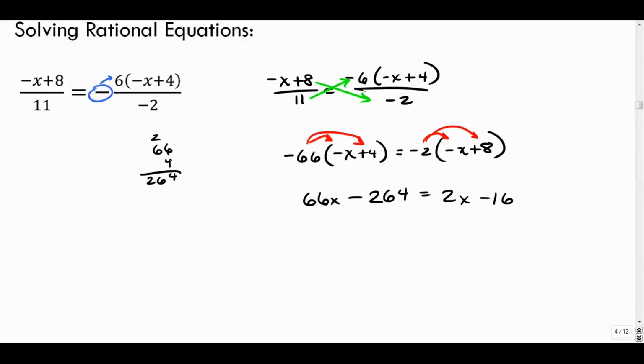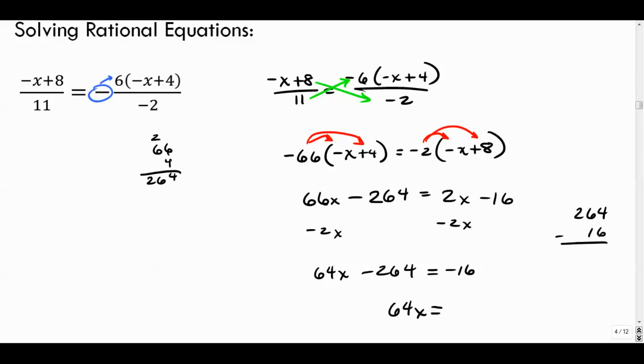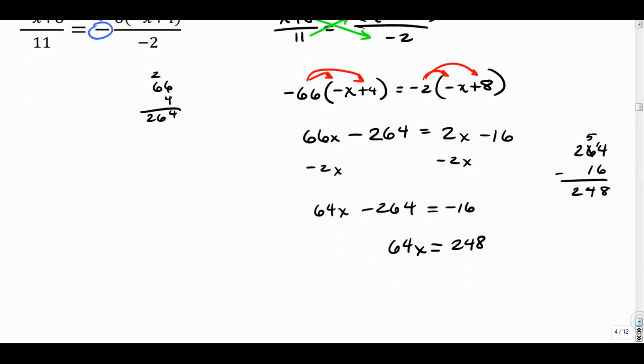Again, anchor the bigger x term where it is and move the smaller one over. So I'll move that over here and rewrite everything else. I'm going to add 264 to both sides. Negative 16 plus 264. Well, those are different signs, so I'm just going to subtract them. And we're going to get 248, positive 248. And we're just going to divide everything by 64.